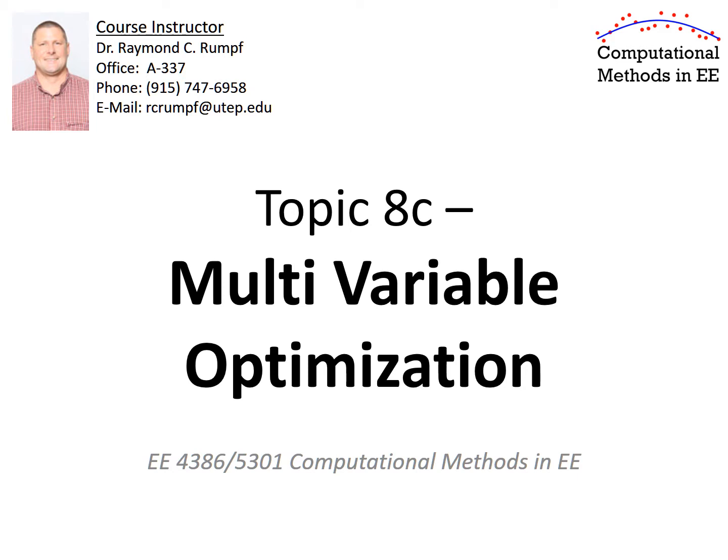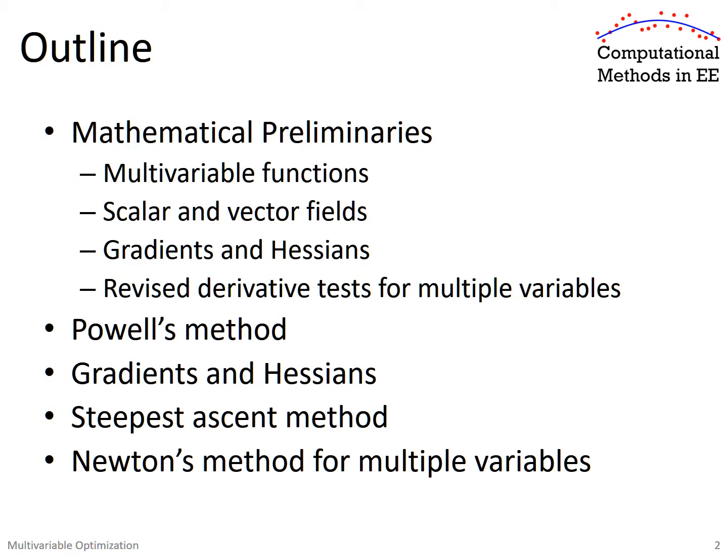The other thing you'll notice is that multivariable optimization is very often based on 1D optimization. So let's go ahead and dive into this. We will discuss some mathematical preliminaries. I want to talk in general about multivariable functions, talk about scalar and vector fields, gradients, and a new concept called a Hessian. Then I want to revise the derivative test when we have multiple variables. Things change a little bit.